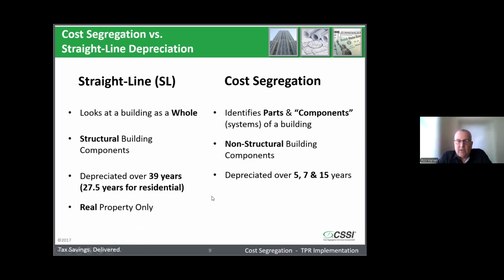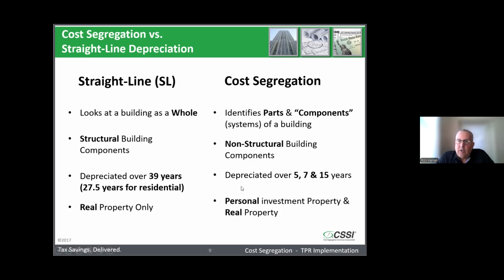What the 39 and 27 years mean, and I'll say it again in a minute, is that if you buy a property, for example, for $1 million, and it's residential, you basically divide it by 27 and a half years, you get a fixed number, and this is what your accountant will deduct as your depreciation expense every year, same amount. So it's called standard depreciation or straight line because it is the same amount every year, doesn't change. When you do cost segregation, I'll show you it looks very different.